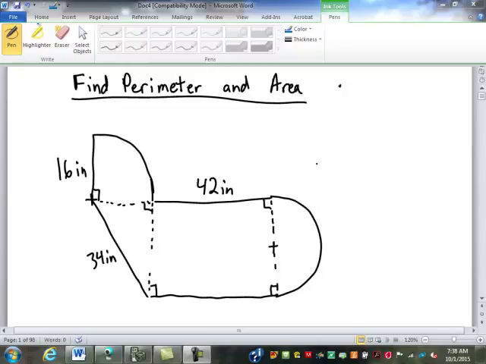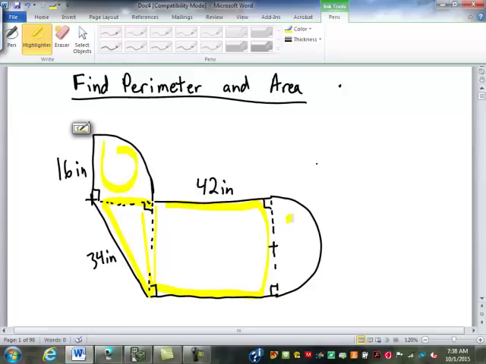Okay, so this looks ugly and complicated, but it really isn't so bad. It's just three shapes that we know how to deal with. We have a rectangle, we have a triangle, and we have portions of circles. So if we break it down piece by piece, we can do it.